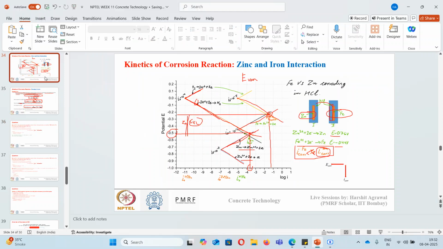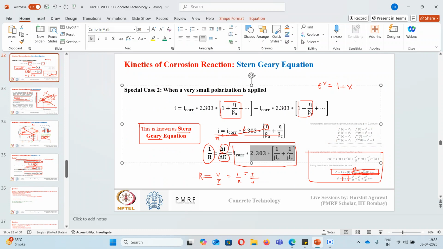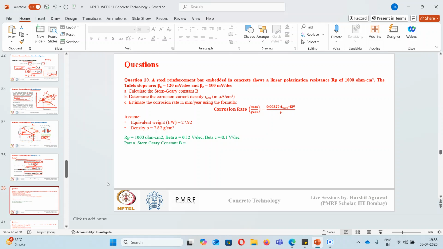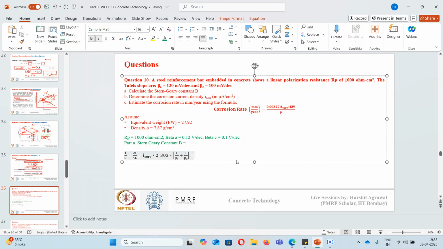Okay, so if you see the Stern-Geary relationship that we saw earlier, this value is known as the Stern-Geary constant. I will copy this complete equation and paste it here. This is what is represented as I_corr by B. You see this value, this is nothing but equivalent to B, the Stern-Geary constant B.